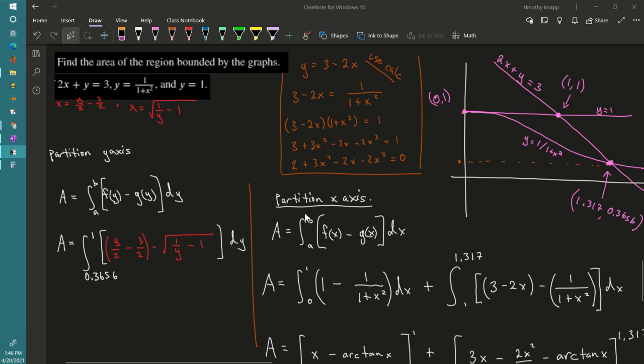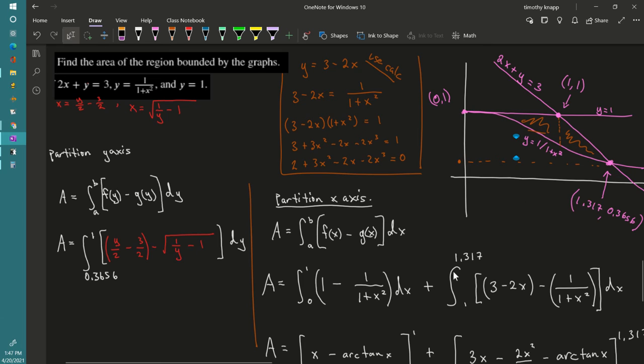So then you think, all right, well, maybe I'll partition the x-axis instead. But the issue with the x-axis is that you actually end up having 2 areas here. So let me draw on this here. So if I were to partition my x-axis, I would have one area here, this one, all right? And then the other area would be here, all right? And so this area has a lower bound. Now, if I'm partitioning the x-axis, it goes from 0 to 1. That's this area. And then the other one goes from 1 to 1.317, which would have been the x coordinate of this intersection.